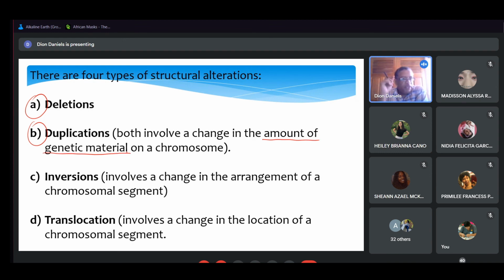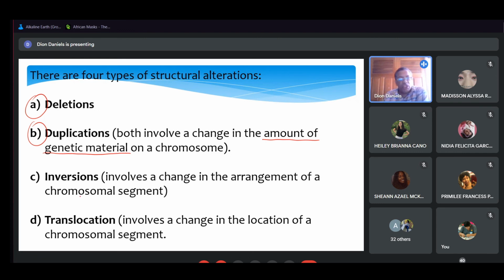On the other hand, inversions involve a change in the arrangement of a chromosome segment. So a piece of chromosome is inverted at 180 degrees, and hence the C value, or the amount of genetic material, does not change, because it's one segment of DNA that is inverted 180 degrees.